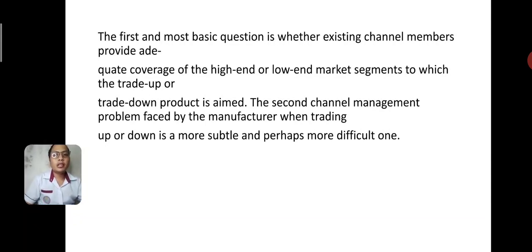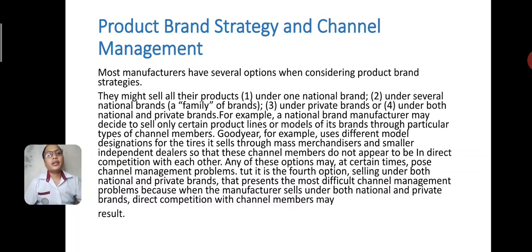The second channel management problem faced by the manufacturer when trading up or down is more subtle and perhaps more difficult: product brand strategy and channel management. Most manufacturers have several options when considering product brand strategy. They might sell all their products under the national brand, under several national brands, or under family brands.